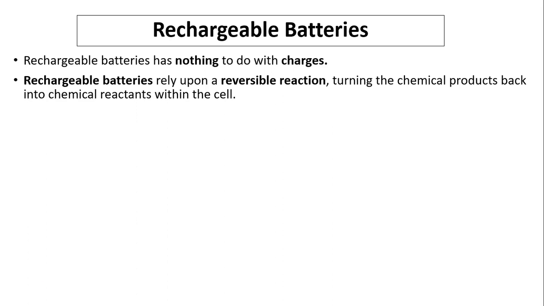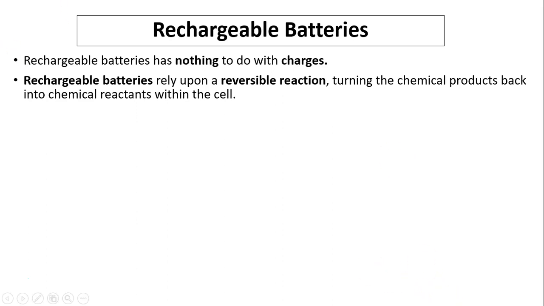Rechargeable batteries rely upon a reversible reaction, right? Turning chemical product back into chemical reactant within the cell. That's what happens. So you are essentially using electrical energy to convert the chemical product back into reactant. Then that reactant can do work on the charge. Then the cycle goes back again.